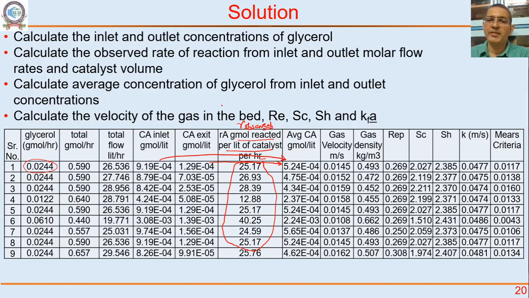Now we want to find external mass transfer resistance. So gas velocity we can calculate: total volumetric flow rate we know, divided by cross sectional area. Total gas velocity we know. Gas density we can calculate, ideal gas law. Reynolds number we can calculate. Schmidt number you can calculate. Sherwood number we can calculate. Mass transfer coefficient we can calculate. Mears criteria now we can calculate. Remember what was Mears criteria? R observed something. Go back and see your lecture.